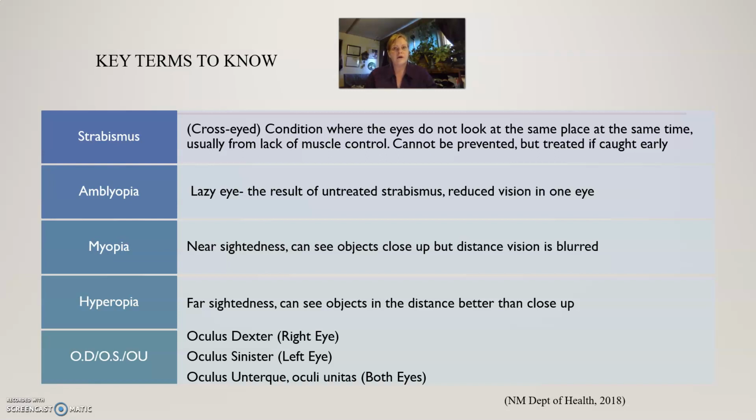And this is how we chart a right eye, oculus dexter, OD, or oculus sinister, OS, left eye, or OU, oculus uterque, or both eyes. And a trick to remembering the difference, OS for left eye has an S in it, and southpaws are lefties.